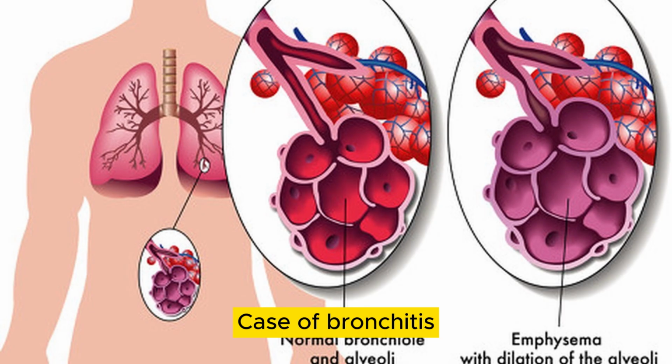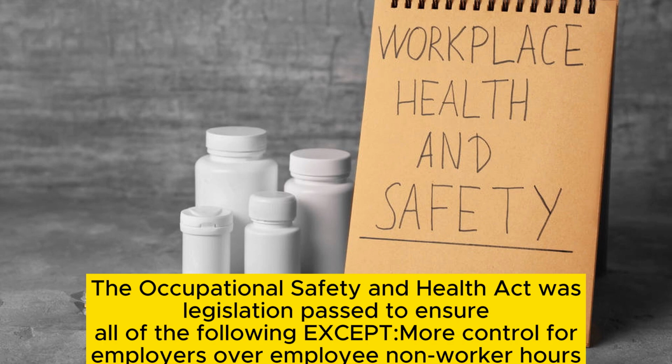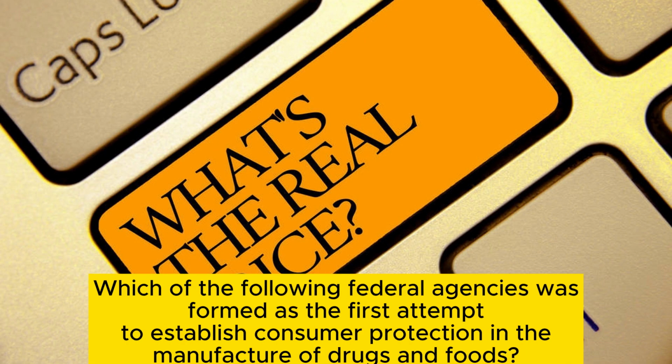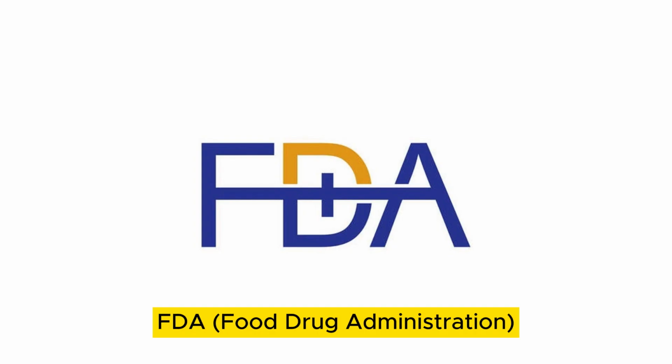Case of bronchitis. The Occupational Safety and Health Act was legislation passed to ensure all of the following except more control for employers over employee non-worker hours. Which of the following federal agencies was formed as the first attempt to establish consumer protection in the manufacture of drugs and foods? FDA, Food and Drug Administration.